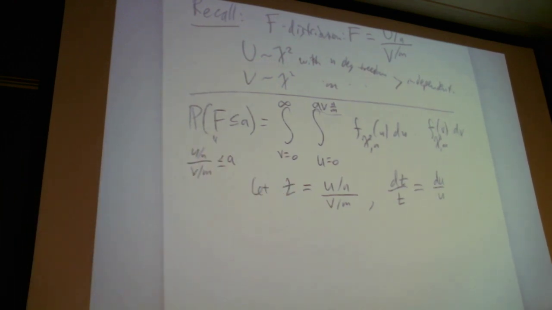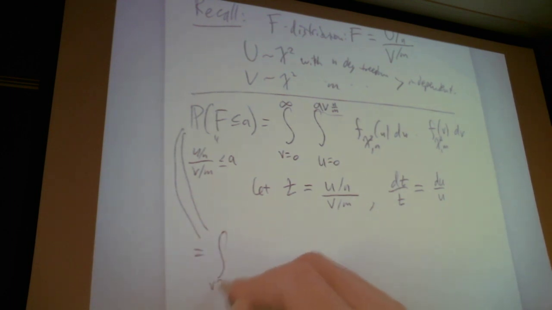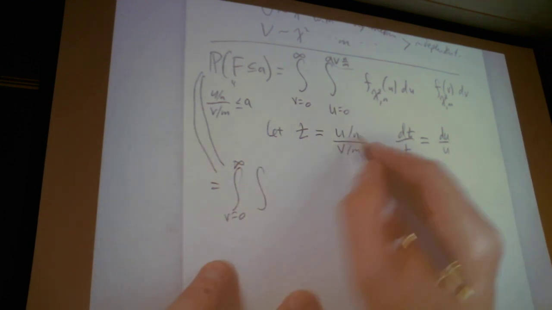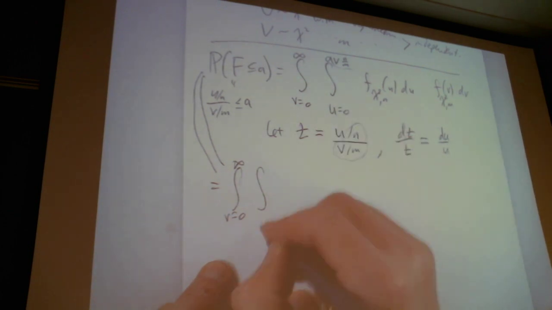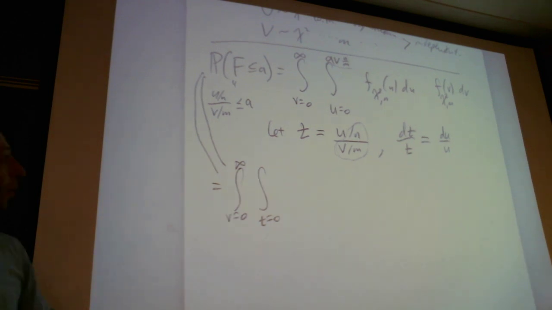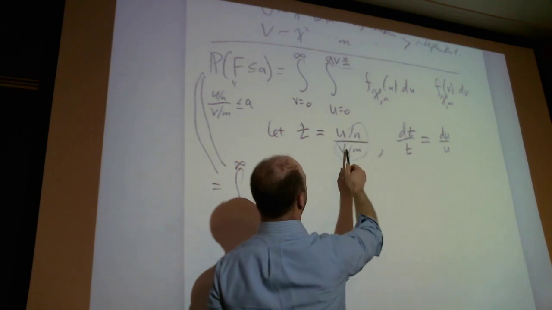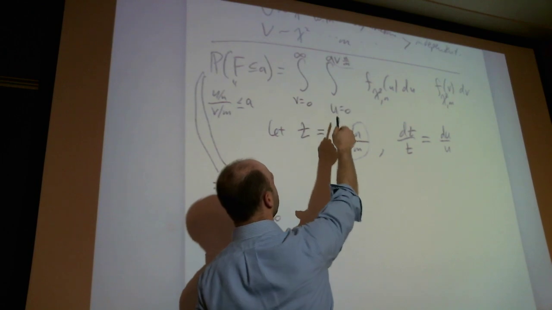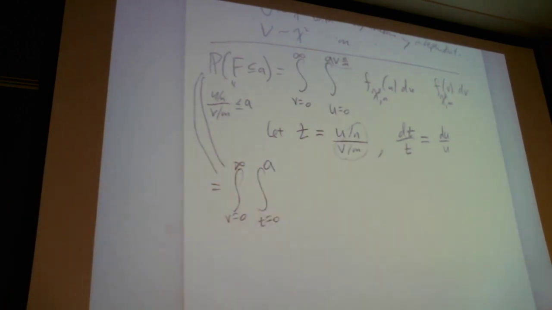So when we make this change of variables, this probability becomes still an integral in v from 0 to positive infinity. Instead of u, we have t. This change of variables, this is a positive constant. So t still goes from 0. But now when u is equal to a times v times n over m, when that's replacing u, t goes up to a times that divided by that. That was the whole point of the change of variables. So we get an a up top.